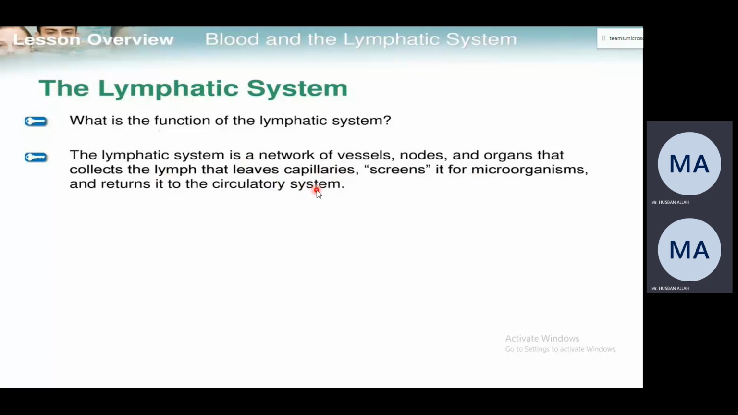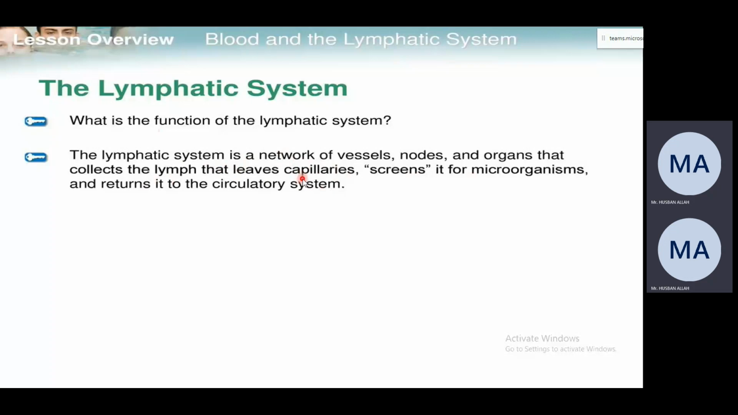If you compare it with the circulatory system, the lymphatic system works with the circulatory system, right? The circulatory system circulates blood throughout the body with the help of arteries, veins, capillaries, and the heart also. But the lymphatic system is a network of vessels, nodes, and also organs. Its function is also related somehow to the blood: the lymph that leaves the capillaries.